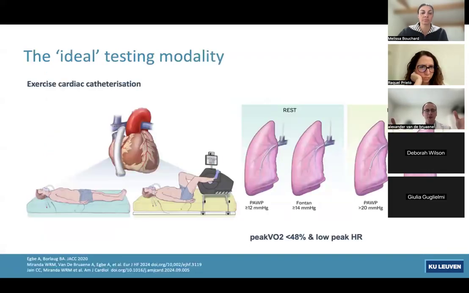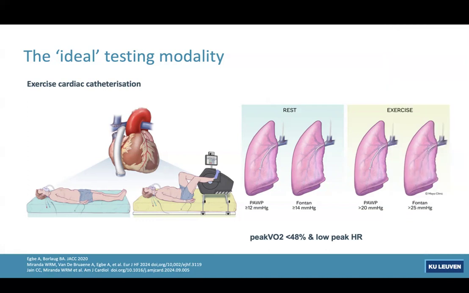So imagine we have this patient in clinic, the ideal testing modality would be an exercise cardiac catheterization, and maybe we could also combine that with an MRI. Obviously, this is wishful thinking. Our colleagues at Mayo have done phenomenal research on this, and I think they've done more than 100 exercise caths in their patients, and I was happy enough to collaborate with them.